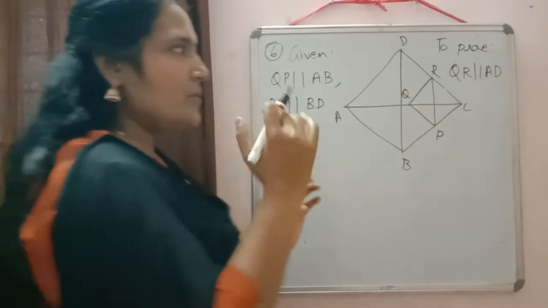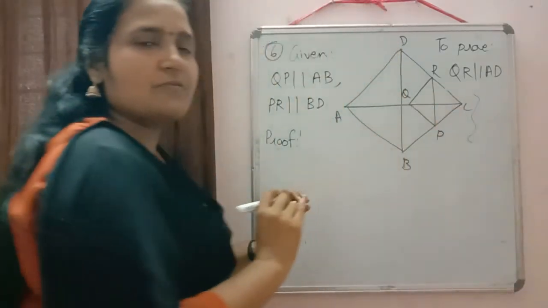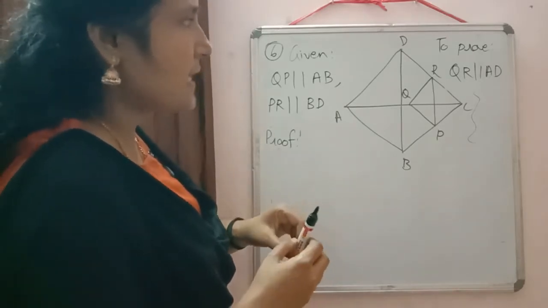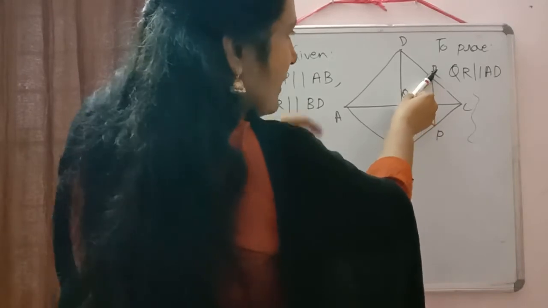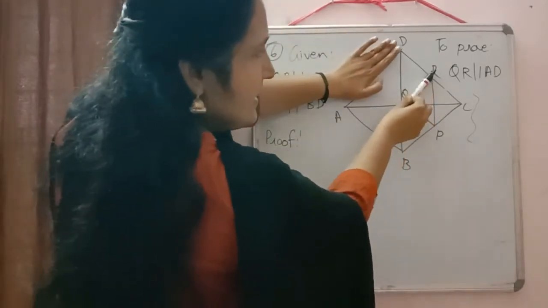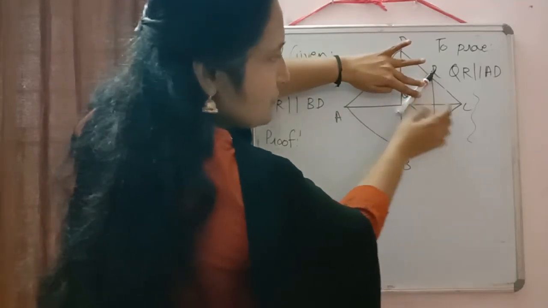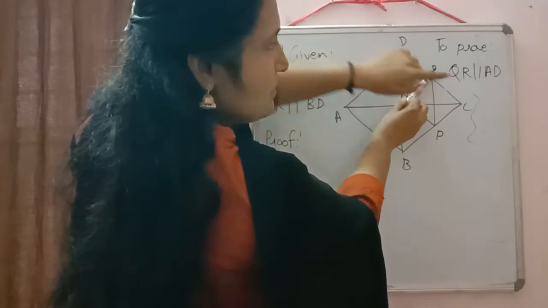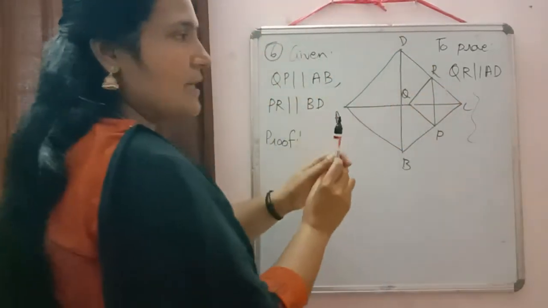So before that, write somewhere which two ratios we are going to prove equal. We have to prove QR parallel to AD. So what are the ratios we are getting here? CQ by AQ should be equal to CR by DR. That we have to prove.